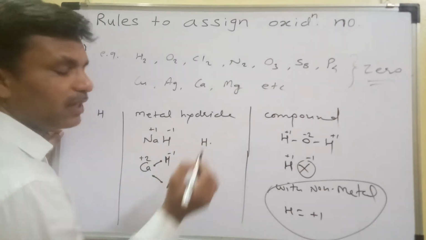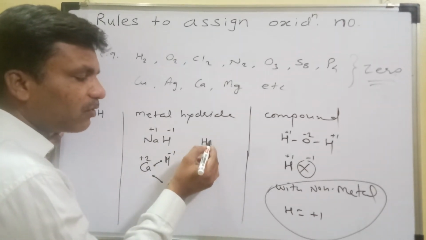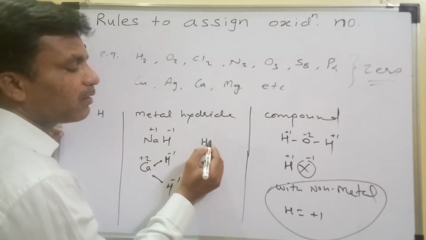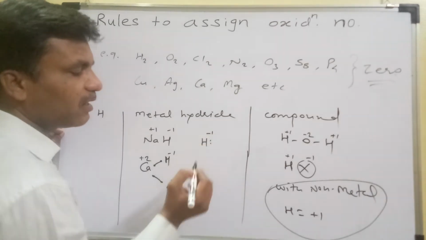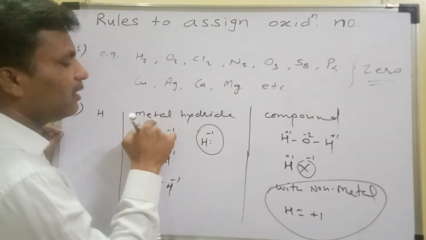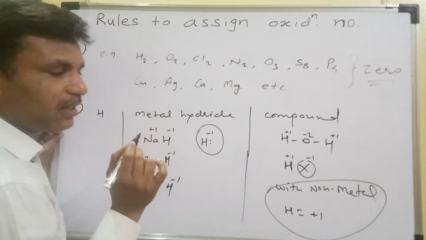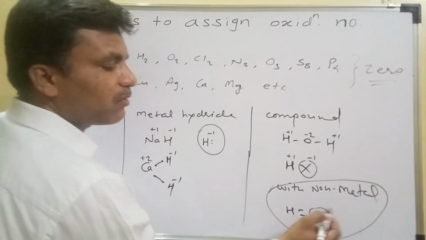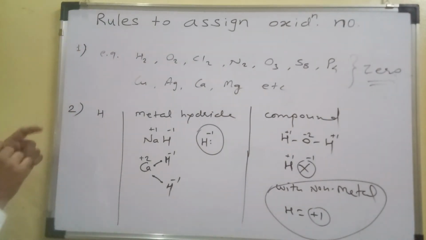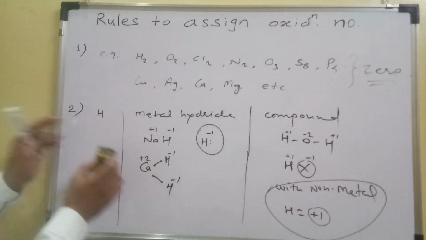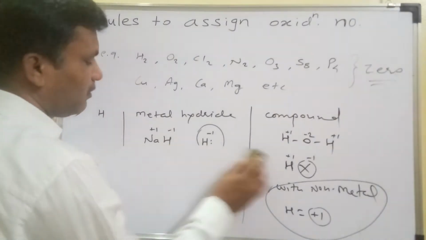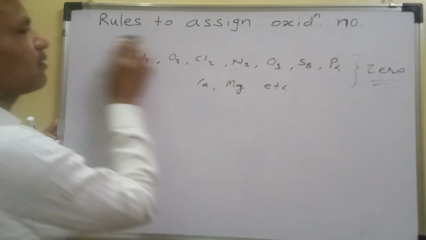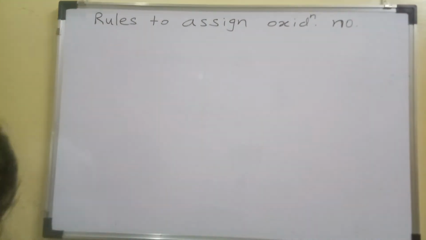Hydrogen already has 1 electron, and if 1 electron is added from another atom, for example these metals, then 1 electron is added to the hydrogen, that's why the hydrogen carries -1. That's why in metal hydride, hydrogen carries a -1 charge, and with non-metals, the hydrogen has a +1 oxidation number. Now in this case we have seen the alkali and alkaline earth metals. So this third rule we'll see.